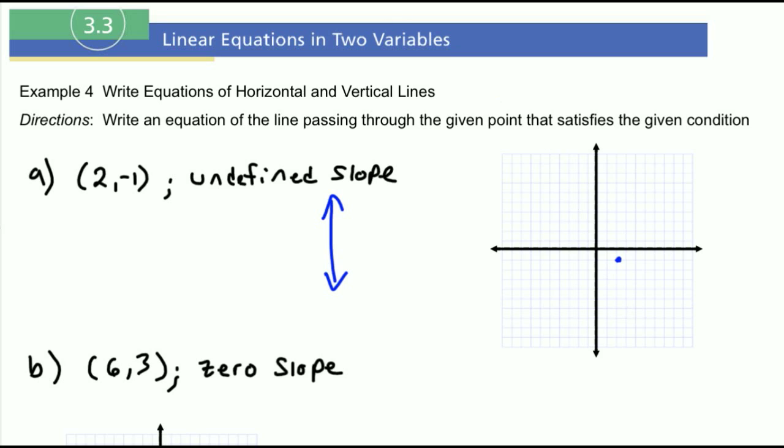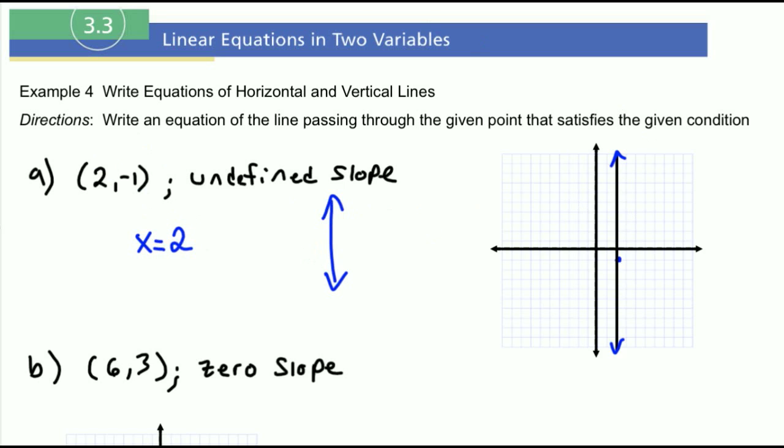So we want a vertical line that goes through that point. All right, so we'll do a vertical line right there, and we'll put our little arrows. All right, what is the equation of this line? Well, we also learned in a previous lesson that any vertical line is always going to be x equals, and it's going to go through the x coordinate, right? So the x coordinate is 2, so it's x equals 2.